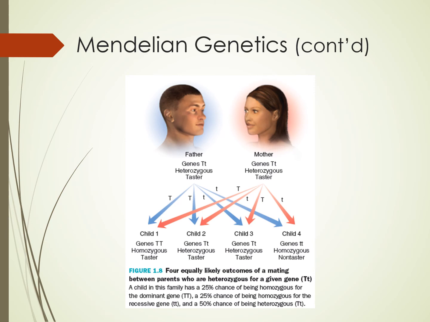I can also get the non-taster gene, recessive, from my father and the dominant taster gene from my mother and be a heterozygous taster. Or I can be the 25% chance of being the non-taster. I get the recessive gene from my father and the recessive gene from my mother, and I'm a homozygous non-taster.